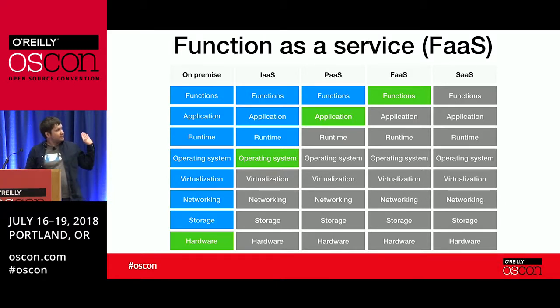Function as a service comes very close to SaaS, but it's still not SaaS, because you can control the code which is executed on the platform. And you don't have to control anything else behind it, so it's good.